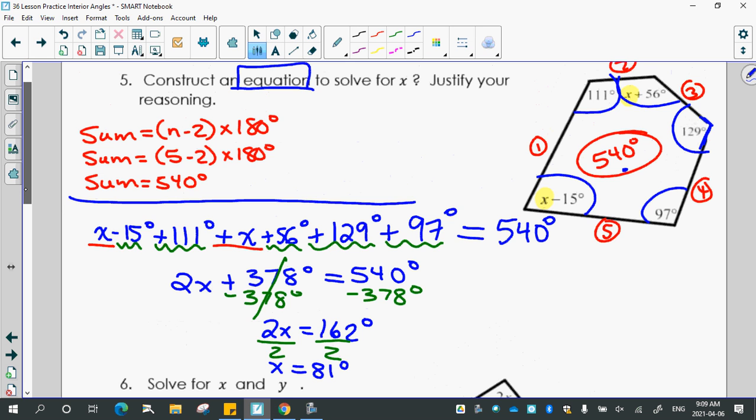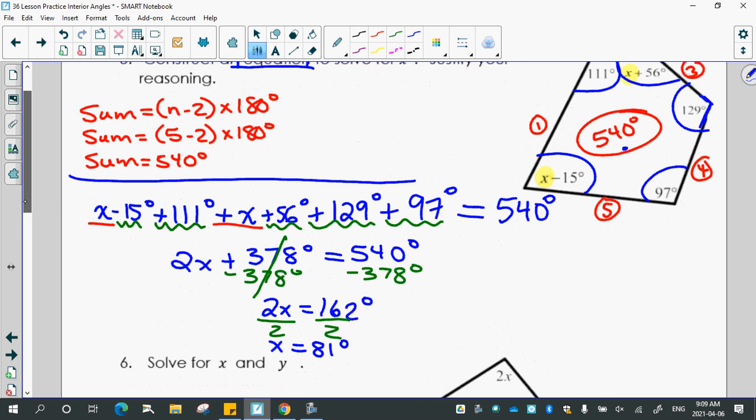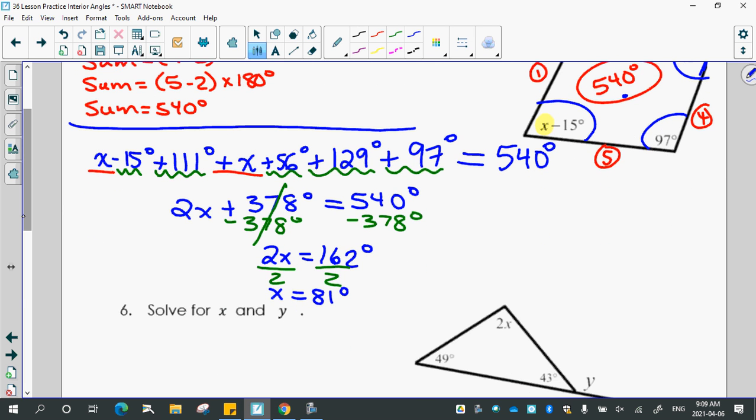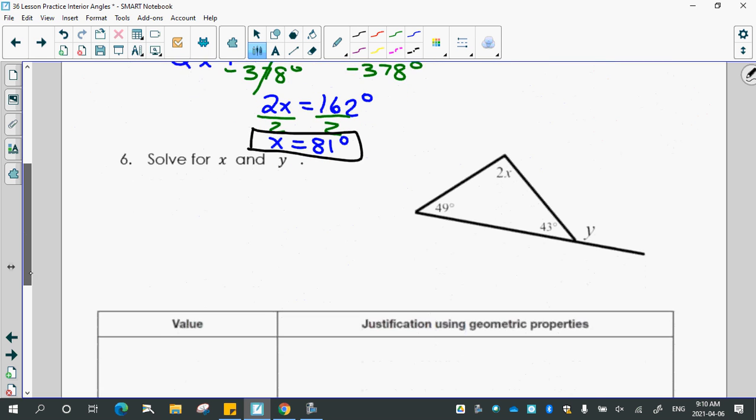So let's see if we answered the question. Construct an equation to solve for x, justify your reasoning. We showed how we got to it. We solved for x, so just put a box around it, and make sure you have degrees. Anytime you're finding the measure of an angle, make sure you have degrees with your answer. Okay? So that's how they fit solving equations into angles. That's kind of the new layer, is sometimes they'll ask you to make an equation to find the answer.